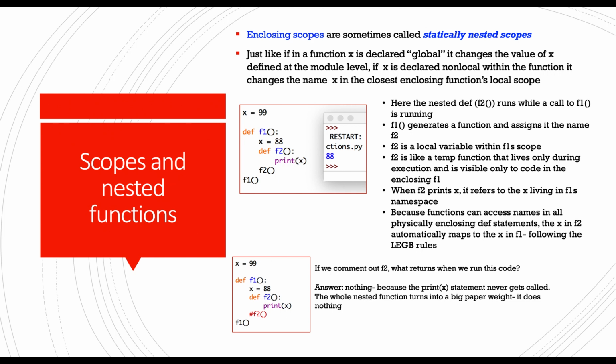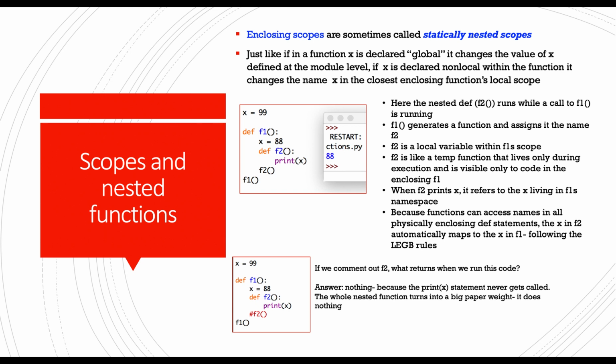Because functions can access names in all physically enclosing def statements, the X in F2 automatically maps to the X in F1 following the LEGB rules. Right, so it doesn't go as far as the 99. That's at the module level, right? That's in global. X equals 88 is in enclosing with reference to F2. So that's the one it grabs, right? It stops after the first one we see.